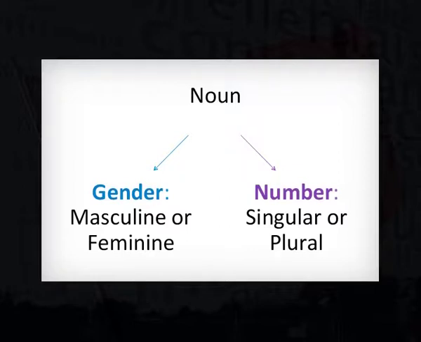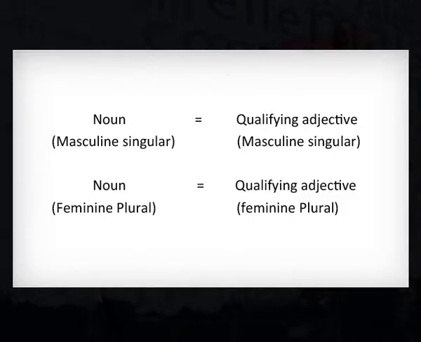in French, every noun has a gender. Similarly, every noun is either singular or plural. These two factors, that is the gender and the number of the noun, play an important part in the formation of qualifying adjectives. So for instance, if the noun is masculine singular, the qualifying adjective also needs to be masculine singular. Likewise, if the noun is feminine plural, the qualifying adjective must be feminine plural.